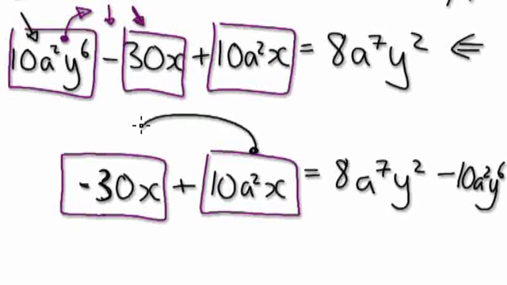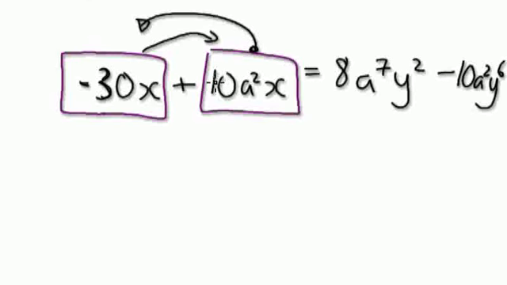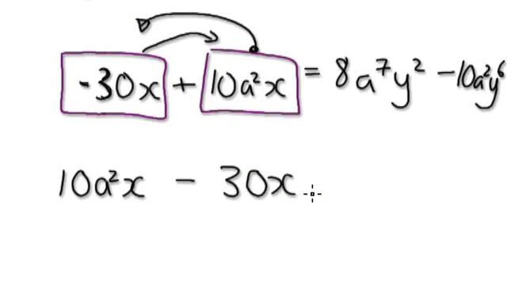Now let's switch these two around. So it's just like we are moving the positive in front. So it just looks neater. That's all that we're doing. We're switching these two around. So it would be this, 10a squared x, and then basically it becomes this.